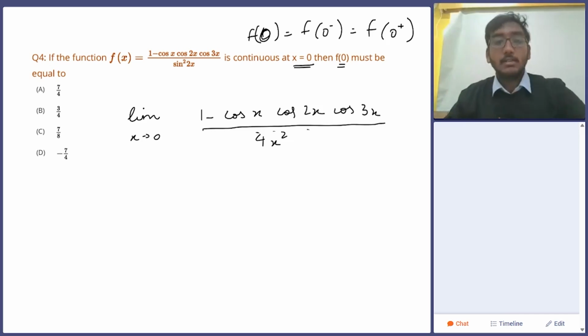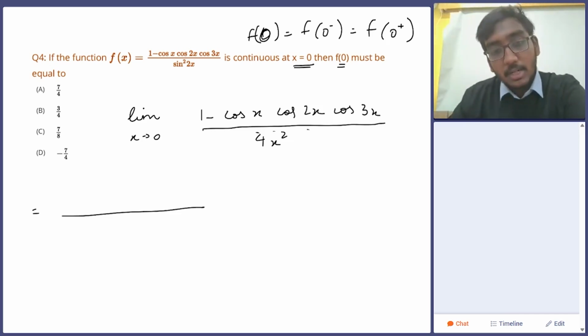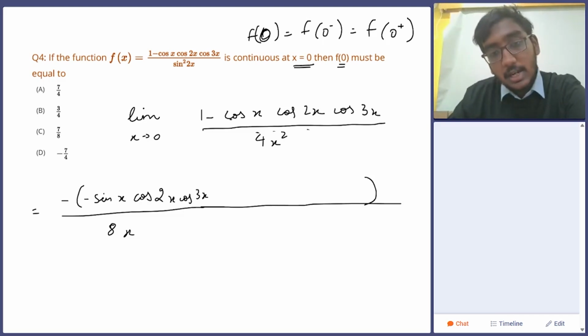Now we will differentiate. 1 is a constant, so its differentiation will become 0, right? And for the denominator, it will be 8x, right? And for minus cos x, cos 2x, cos 3x, what will be the differentiation? It will be a very big term. Treating cos 2x and cos 3x as constants, we differentiate cos x, and it will be minus sin x, right? Minus sin x times cos 2x, cos 3x, right?